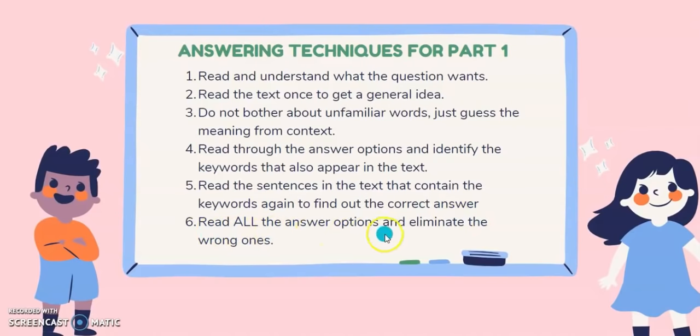Read all the answer options and eliminate the wrong ones. Right? So sometimes when we read A and then we notice that A is the answer, then you choose not to read B and C. Okay? That is not a safe way to answer Part 1, because sometimes you may be confused. So it is better that you read all the answer options, so that you make sure the other 2 options are wrong. Then you'll be very sure that your answer is correct.